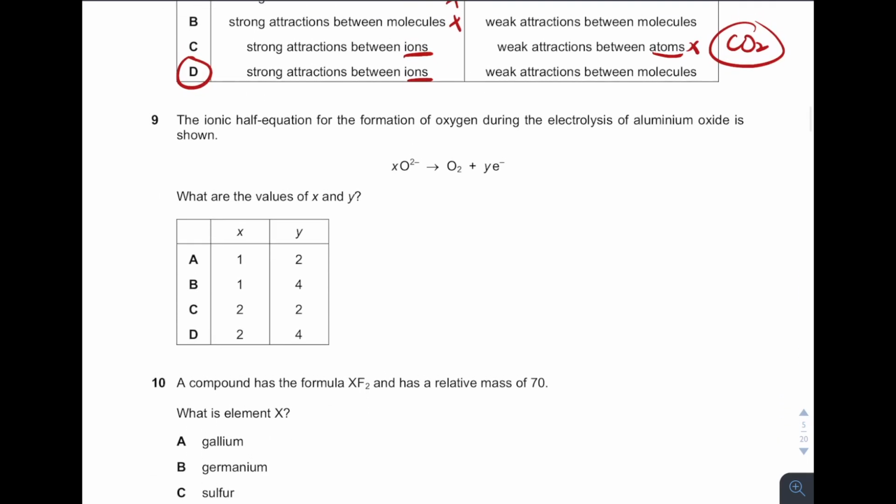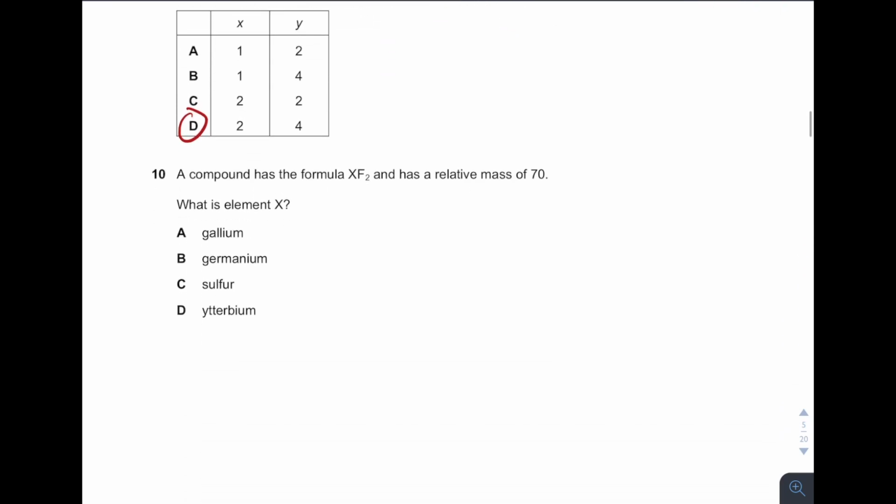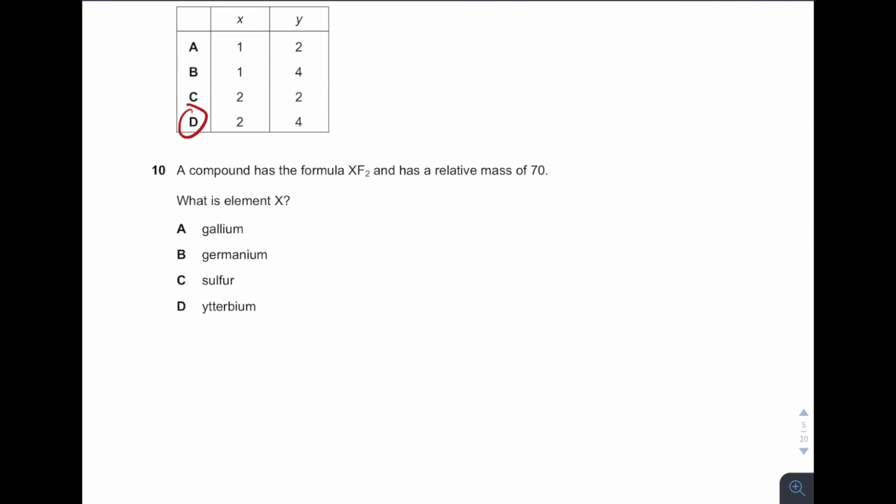Number 9. A balanced equation. On the right hand side there are 2 oxygen, so you need 2 oxygen. 1 oxide ion loses 2 electrons. If there are a total of 2 oxide ions, they give away a total of 4 electrons. So the answer is D.